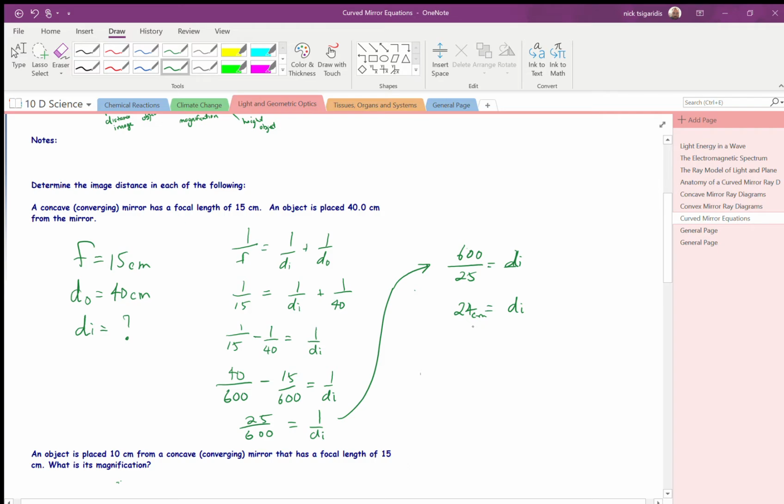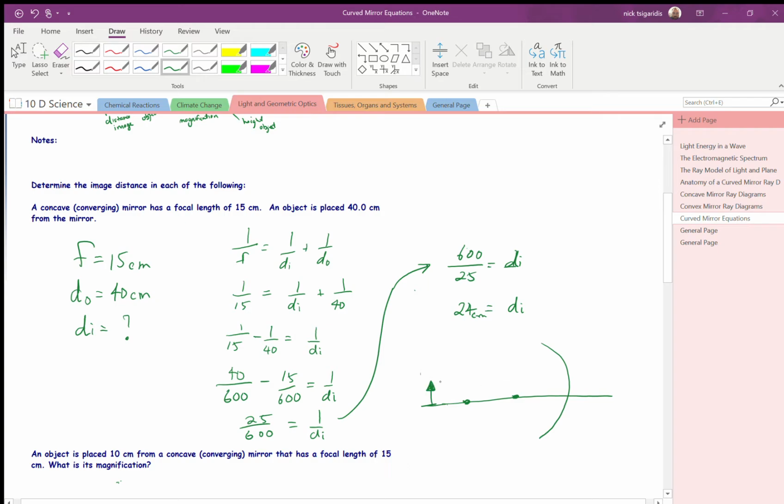Now, let's think about if this makes sense. I'm going to do a quick sketch here of one of the ray diagrams that you guys had. So I know that it's a concave mirror. I know that my focal point is at 15 centimeters. I know that my center of curvature is at 30, and it says that my object is somewhere beyond that 30 at 40 centimeters, so somewhere over here.